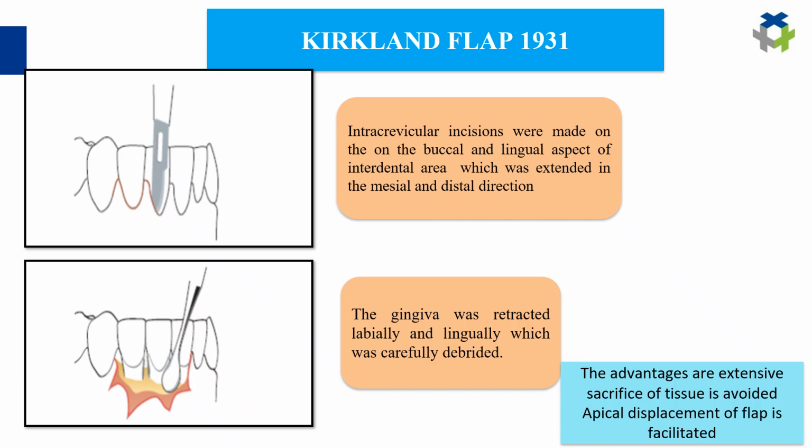You can see here, intracrevicular incisions are made on the buccal and the lingual aspects of the interdental area, which was extended into the mesial and distal direction. The gingiva was retracted labially and lingually, which was carefully debrided. So the advantages are extensive sacrifice of tissue is avoided, apical displacement of flap is facilitated.